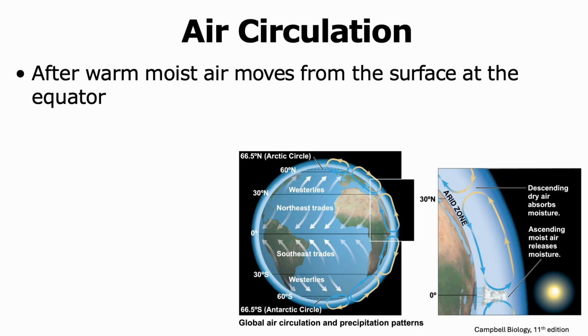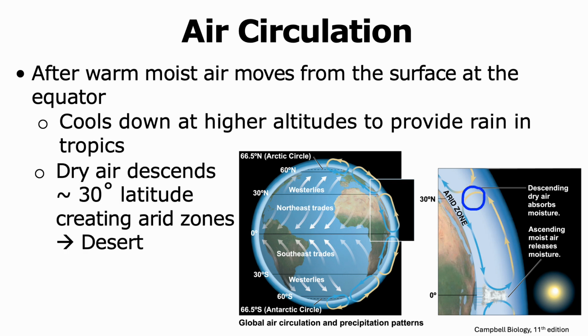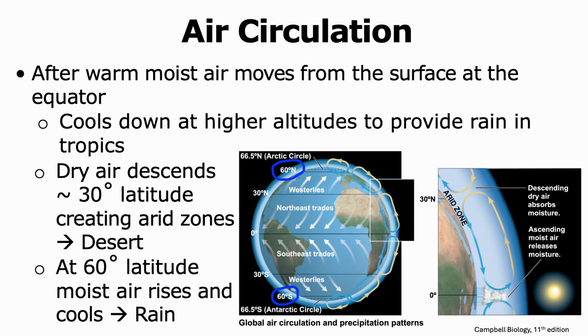As the warm, moist air moves from the surface of the Earth at the equator to higher altitudes, it cools down and the water vapor condenses to provide rain in these tropical regions. The air now is dry and it can descend back at around 30 degrees latitude in the northern as well as southern hemispheres. Since the air does not have much moisture on the surface of the Earth, these regions tend to be dry and create arid zones, which we also call deserts.